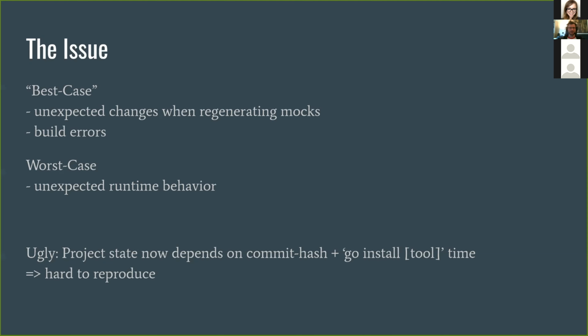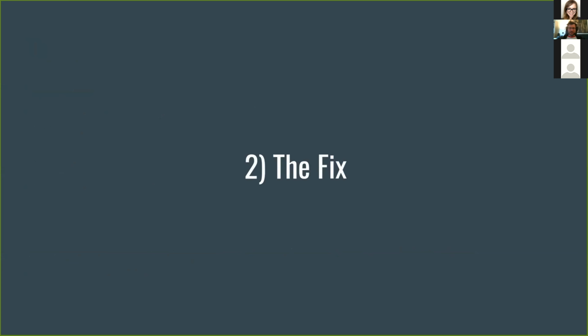So as I said, this is an ugly situation to be in, because if we have nothing to manage our Go tooling version, our project now depends on the commit hash and the install time of the Go tools that we're using. So reproducing the state is insanely hard. How do we get out of this?